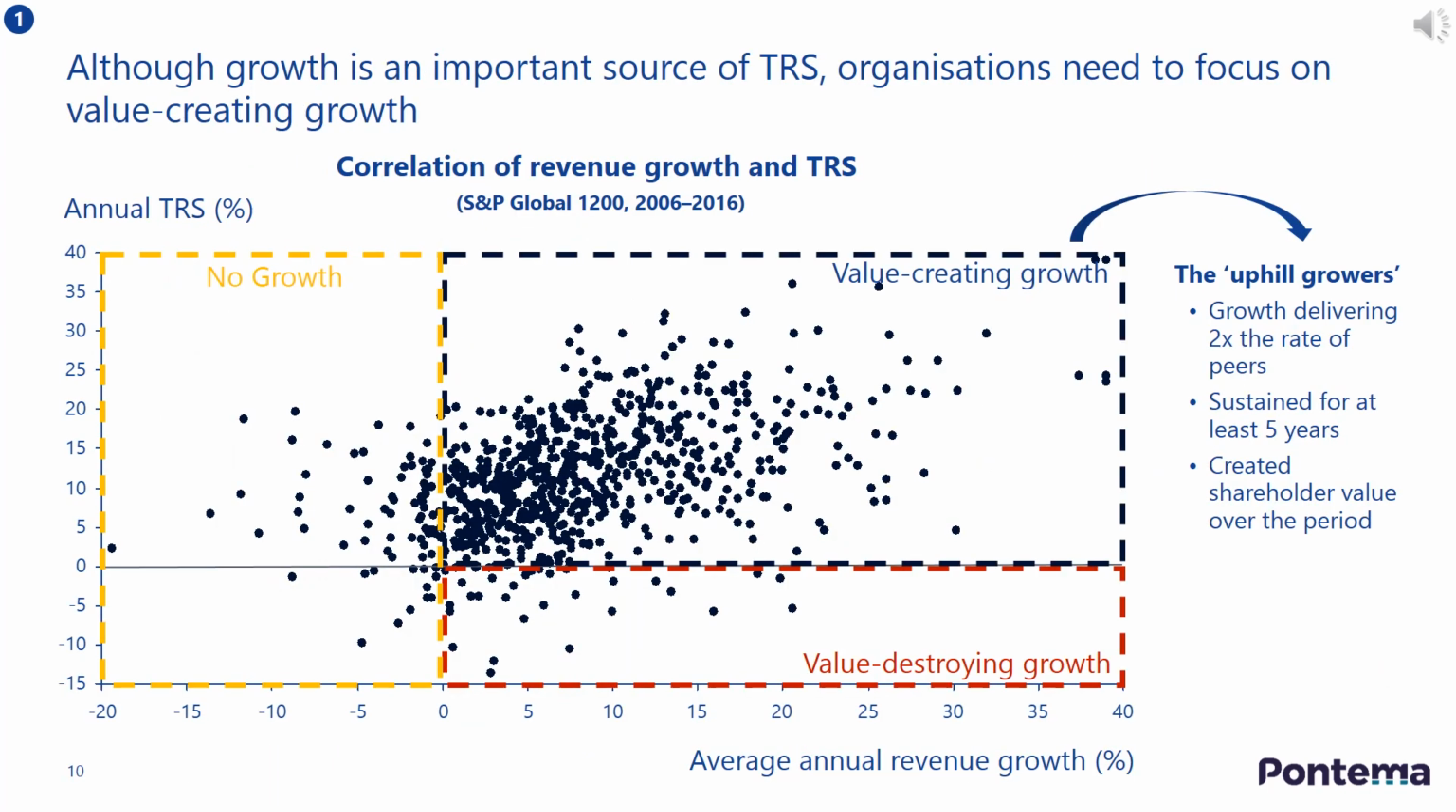As the TRS calculation has shown, organizational growth per se is not enough. In fact, some growth can be detrimental to an organization's value and lead to negative TRS. To generate value, an organization should aspire to growth and a positive TRS, and you can term such organizations the uphill growers, which means they usually deliver growth at twice the rate of their peers, sustain growth for at least 5 years, and thirdly, create a positive TRS over the same period.